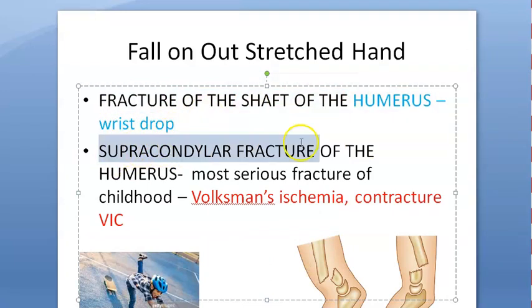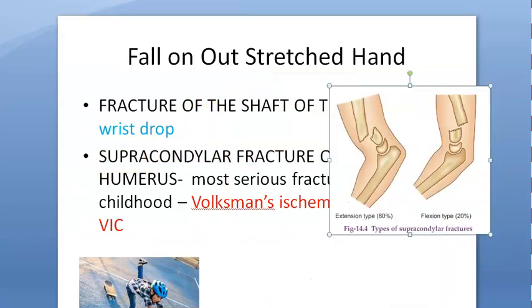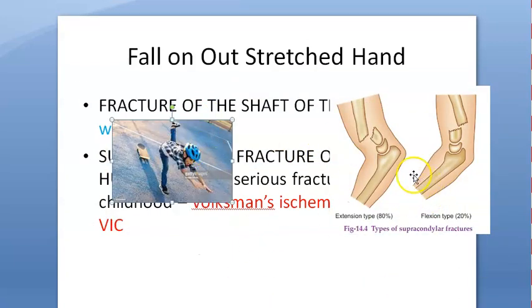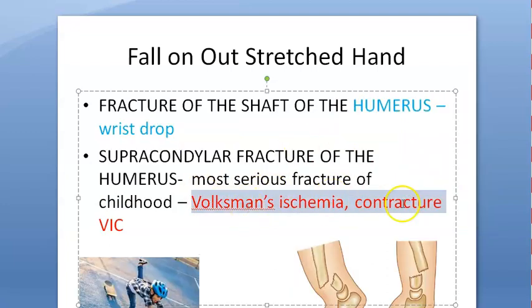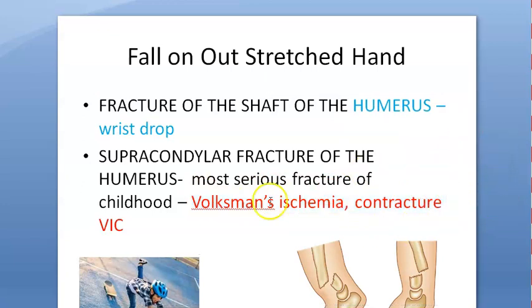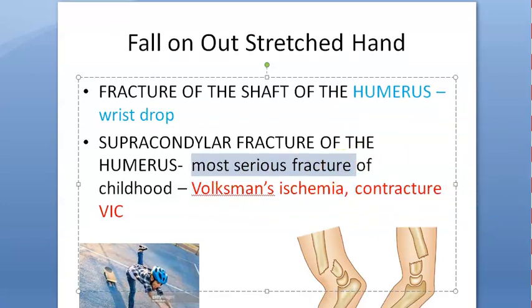There can be supracondylar fracture of the humerus. Especially in children, this is a very serious fracture. You can see here supracondylar fracture. So basically we have separate videos on all these. Basically this can lead to Volkmann ischemic contracture. So it's a more serious fracture of childhood.